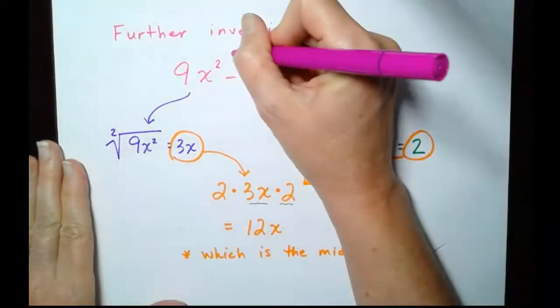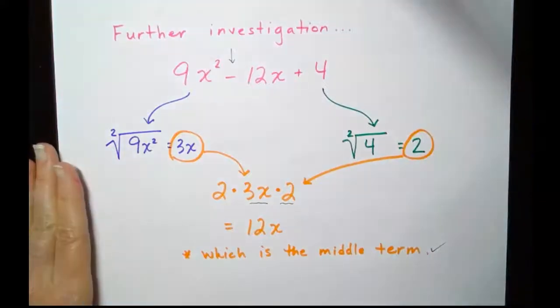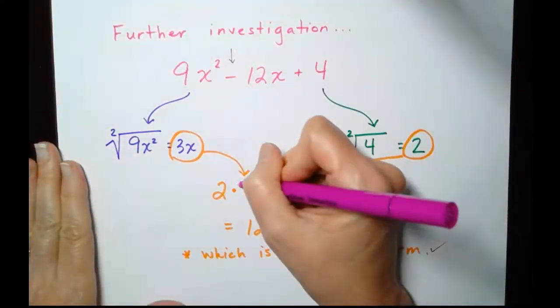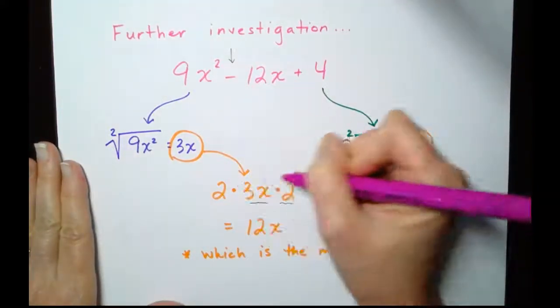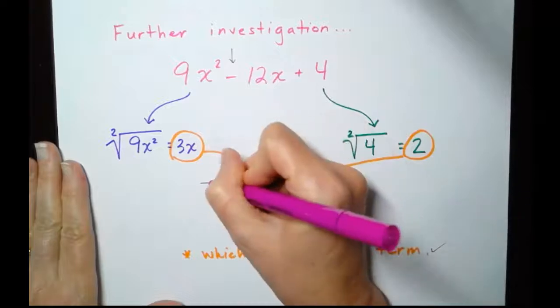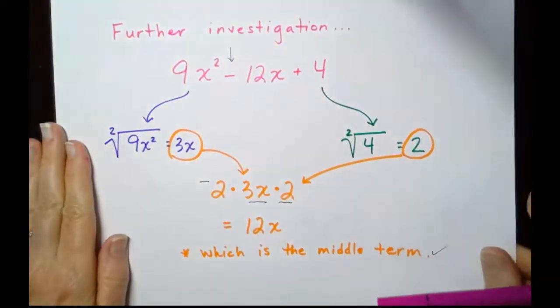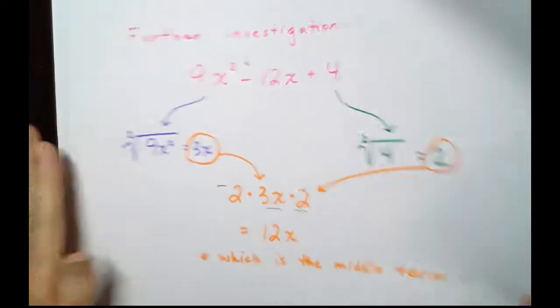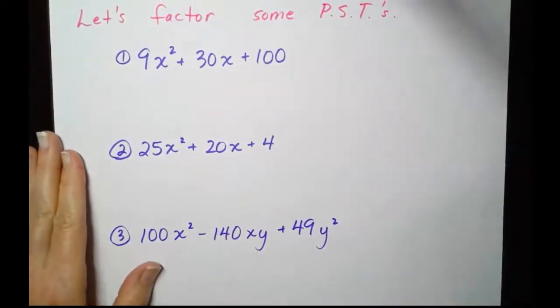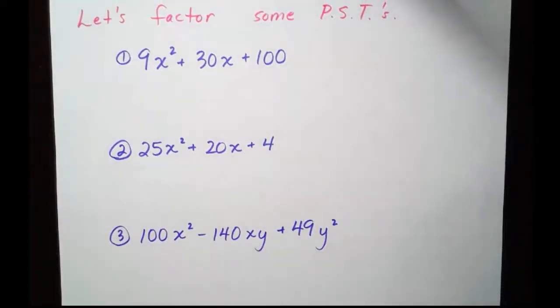And if that middle term is negative, just think about how that is going to be negative. That negative 2 up front is negative. So that's where the middle term is coming from. So thinking on that, let's factor these three perfect square trinomials.